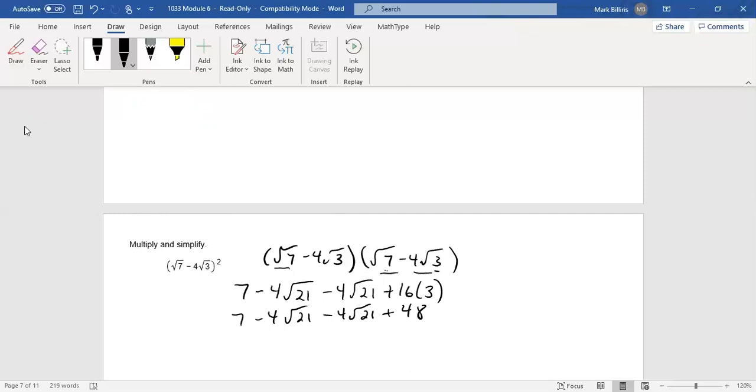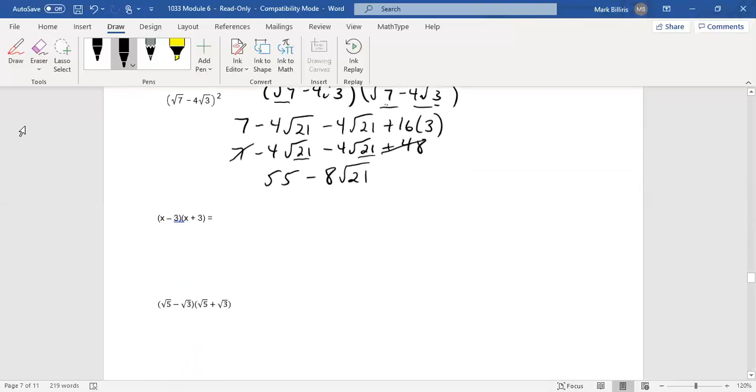So I have 7 plus 48, which is 55. And then I have like terms because they both have the same radicand. So I add -4 and -4, that gives me -8. And remember, the radicand stays the same. So my answer would be 55 minus 8 square roots of 21.